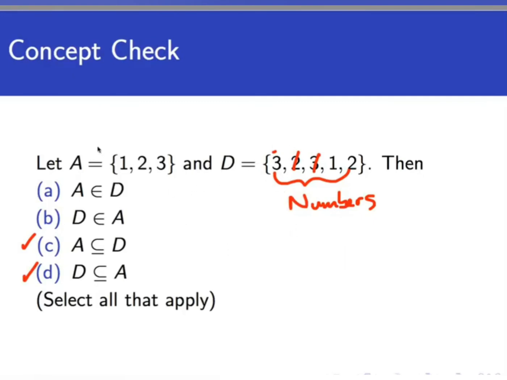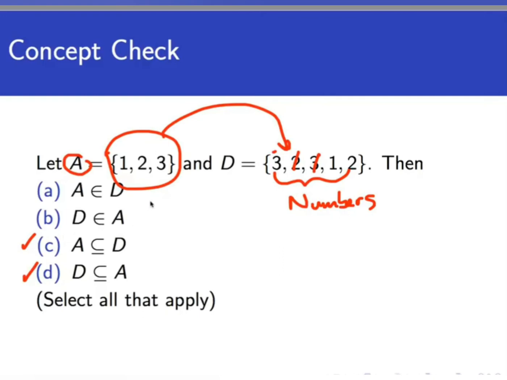So it wouldn't be right to say that A, the entire set 1, 2, 3, is inside here somewhere, because this is not a number. This is a collection of numbers. And so to say that A is an element of D isn't really the right syntax here. Elements of D are numbers in this case, and A is not a number. And so that also rules out B.